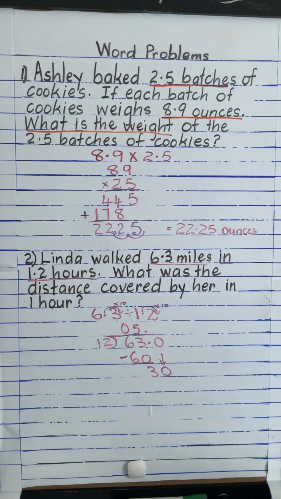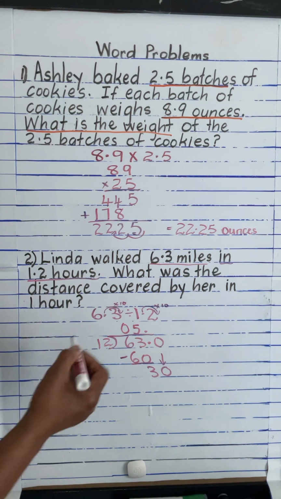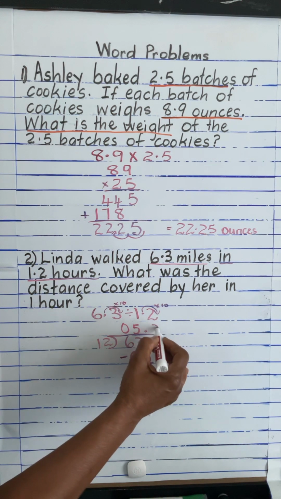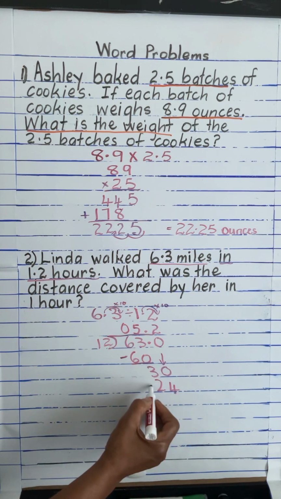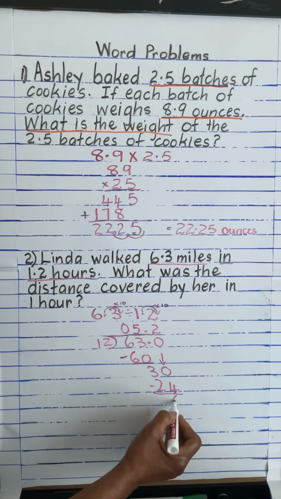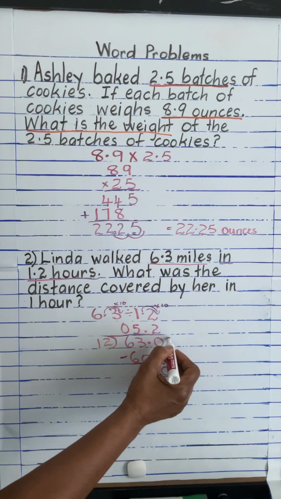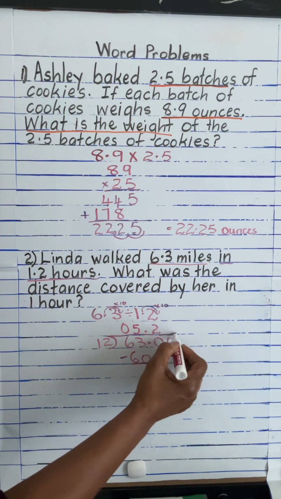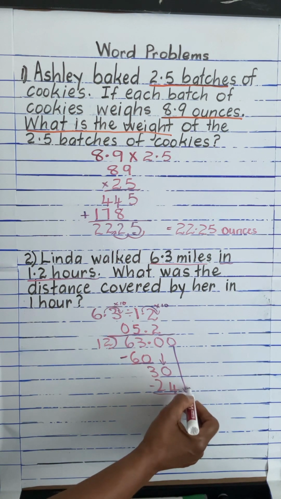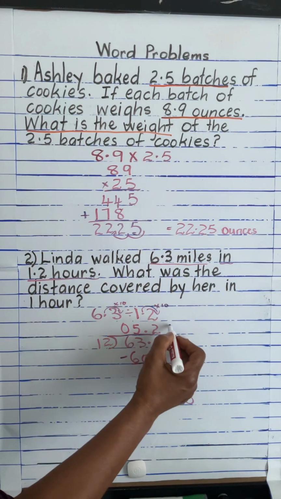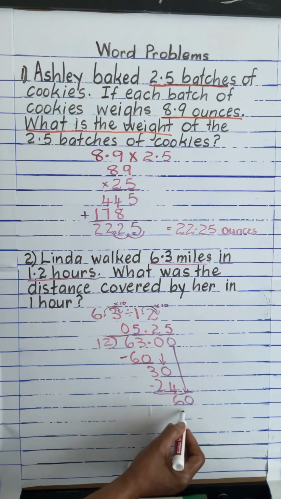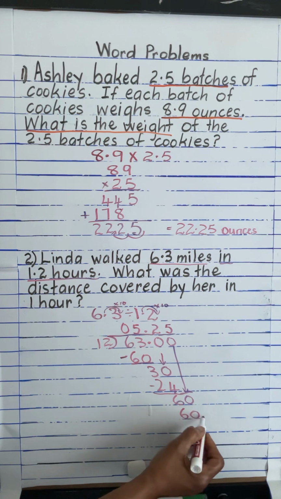How many times can 12 go into 30? 2 times 12, 24. Multiply. Subtract. We add another 0 and we bring it down. How many times can 12 go into 60? And that is 5 times. Multiply. Subtract. 0, 0.